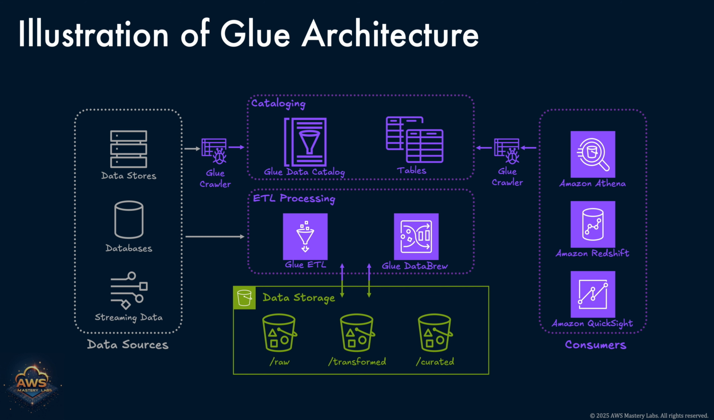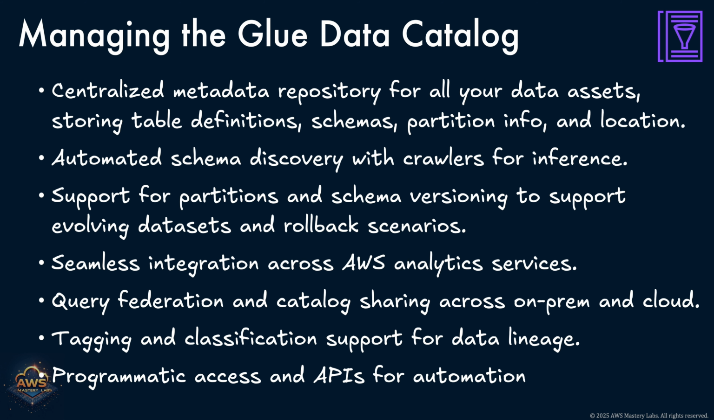At the heart of AWS Glue is the Glue Data Catalog, a fully managed, centralized metadata repository that serves as the brain of your data lake architecture. The catalog acts as a single source of truth for all your datasets, storing schema definitions, table metadata, partition information, and data location references. It replaces the need for separate metadata layers across tools and services, helping unify your data ecosystem. One of its most powerful features is its integration with Glue crawlers.